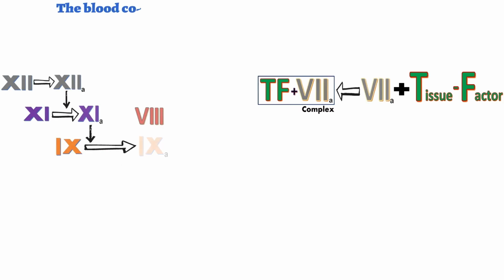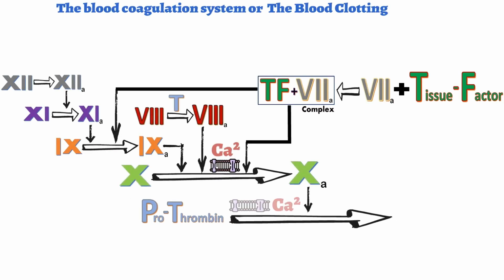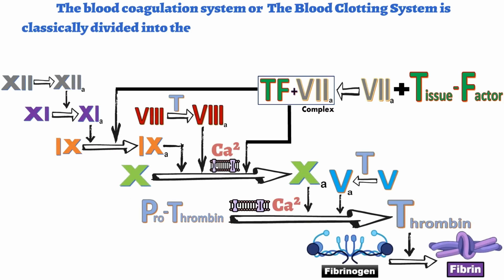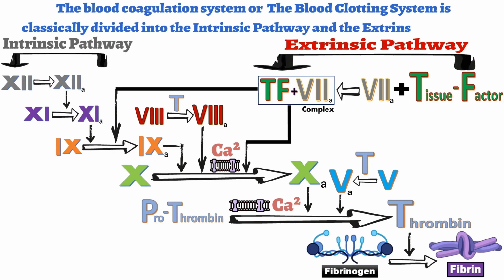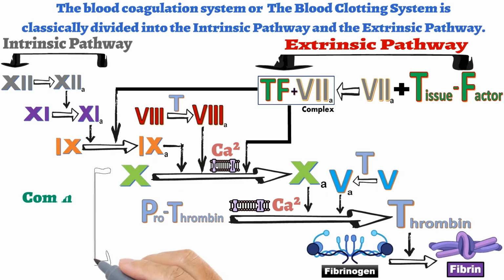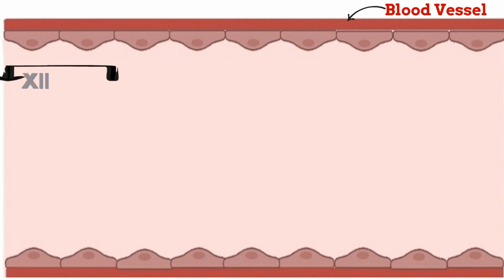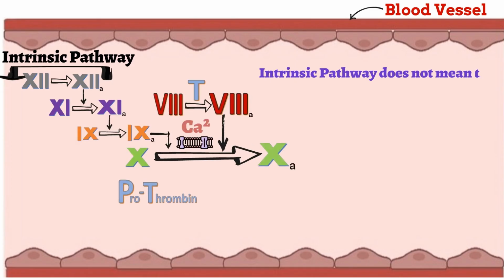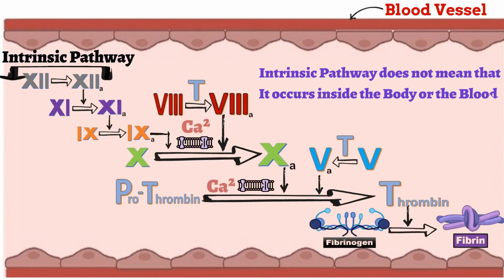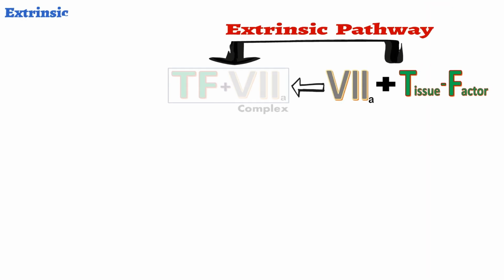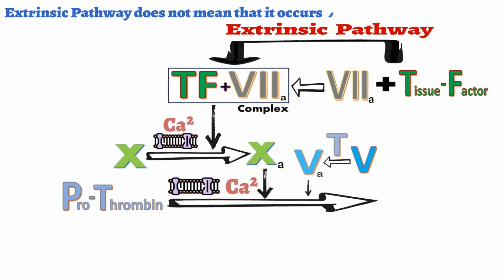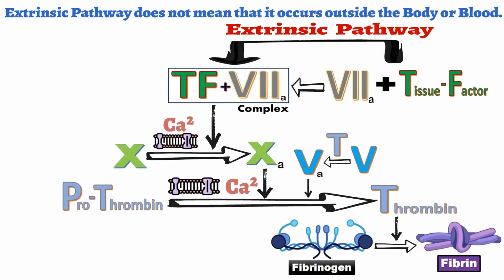The blood coagulation system, or the blood clotting system, is classically divided into the intrinsic pathway and the extrinsic pathway. There is also a common pathway. Intrinsic pathway does not mean that it occurs inside the body or the blood, and extrinsic pathway does not mean that it occurs outside the body or blood.